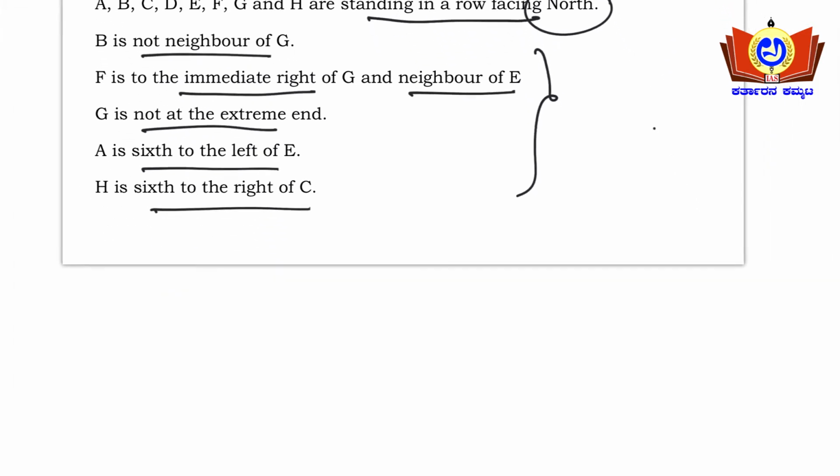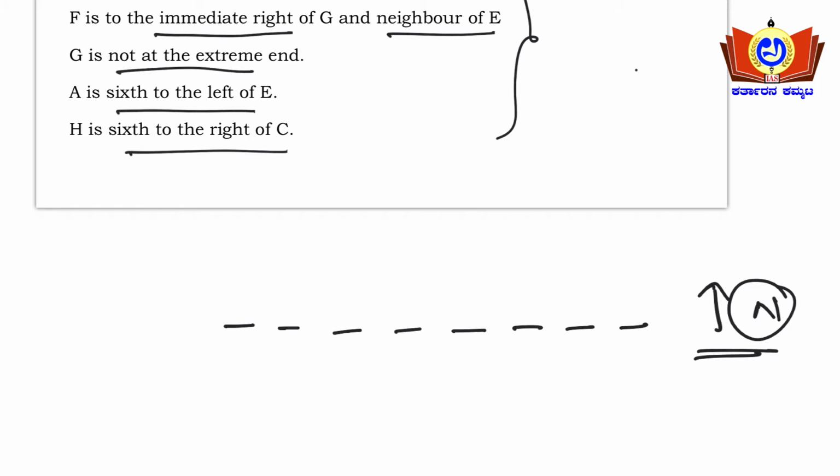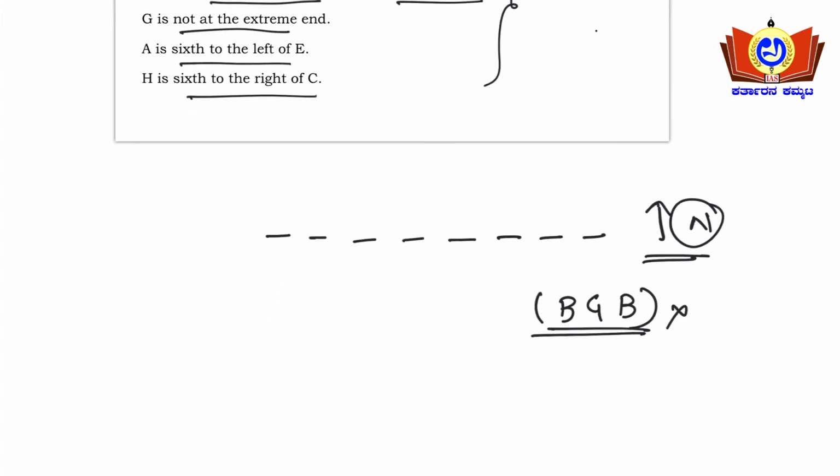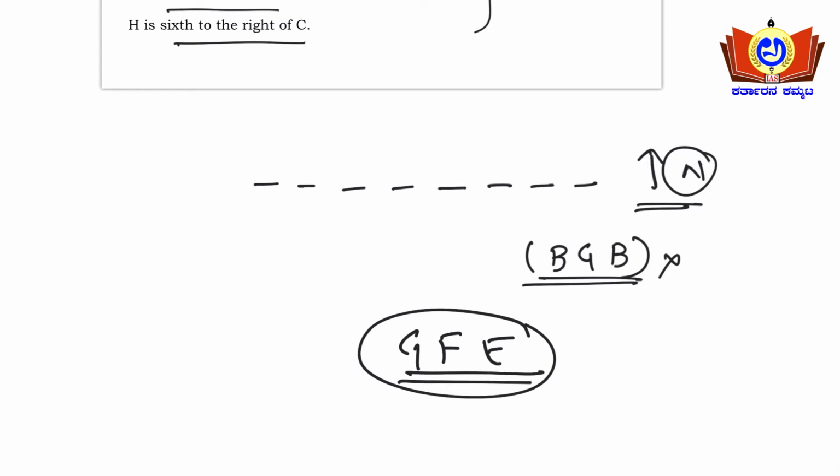So actually how many people are there? There are 8 people: 1, 2, 3, 4, 5, 6, 7, 8, and all are facing north. So this is the first condition here. And see here, B is not neighbor of G, so this is the possibility which cannot be done here. The second statement says F is to the immediate right of G. If G is there, then F is to the immediate right of G and neighbor of E. So the position of G, F and E are fixed here, guys.